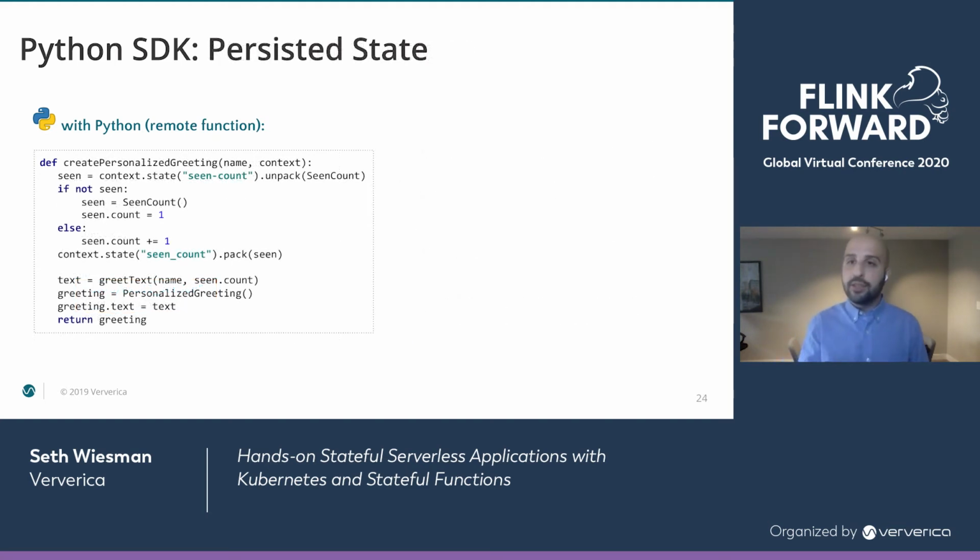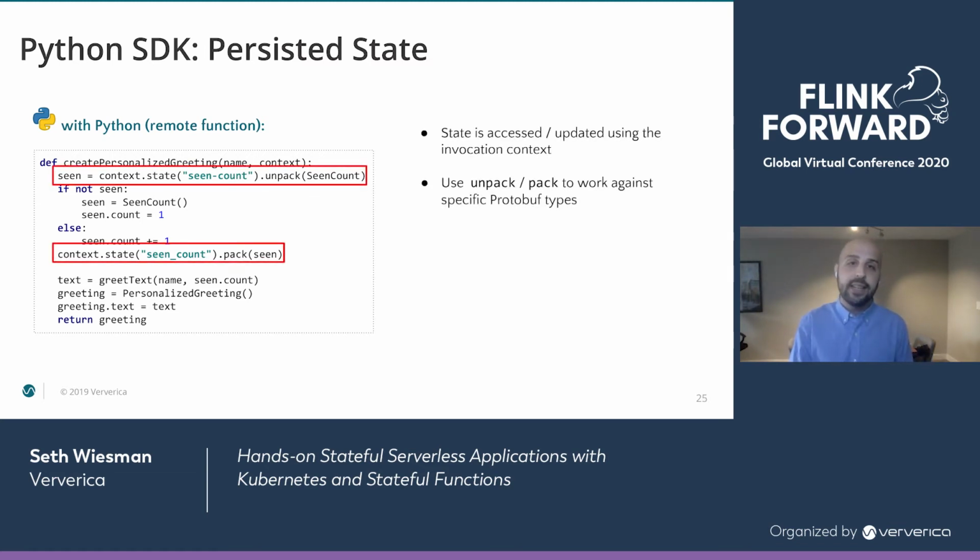And so now let's get into what I think is the most powerful feature here, and that is durable state. So this is a snippet of what create personalized greeting might look like. And in this code, all we're doing is keeping track in durable state of how many times we've seen a user and creating a special greeting based on that text. So state is accessed and updated using our invocation context. And we have pack and unpack to work against specific protobuf types again. So once more, no boilerplate here. We're really working against concrete types.